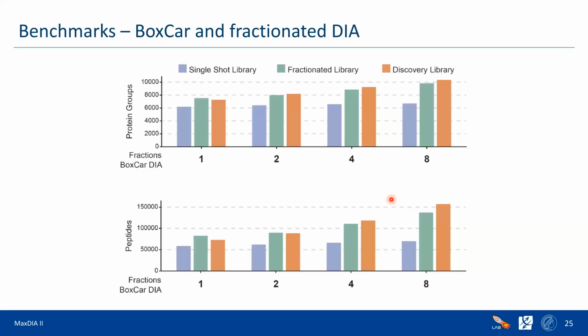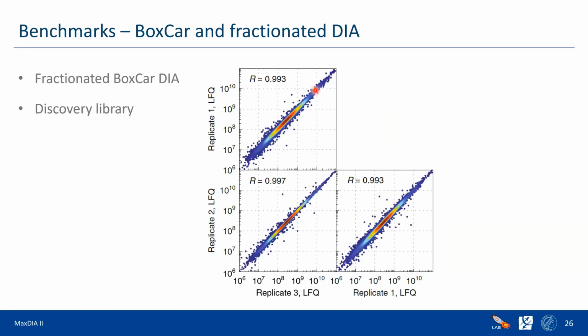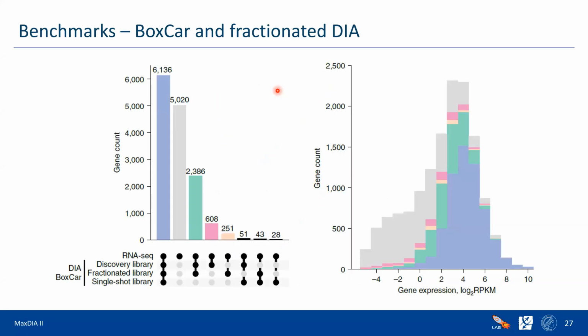Okay, but we talk about identifications, and nothing about quantification. Of course, it's a very modest comparison, but we measured 3 replicates, and we can compare the resulting LFQ values of proteins between the 3 replicates which we had. Here we're showing the fractionated BoxCar DIA with the discovery library, and we see that protein quantification is actually very robust. The Pearson correlation R value is around 0.99, and that shows that we're really good in reproducibility.